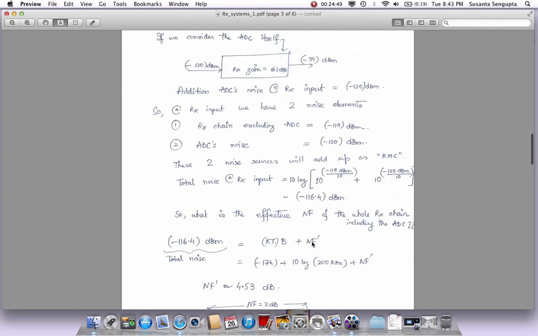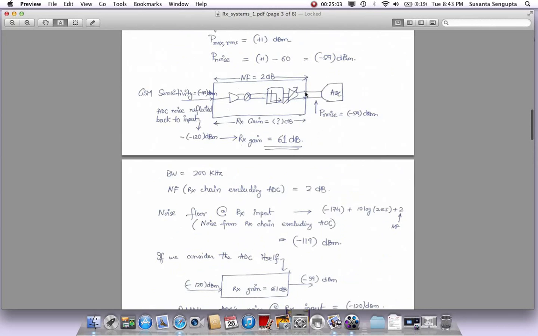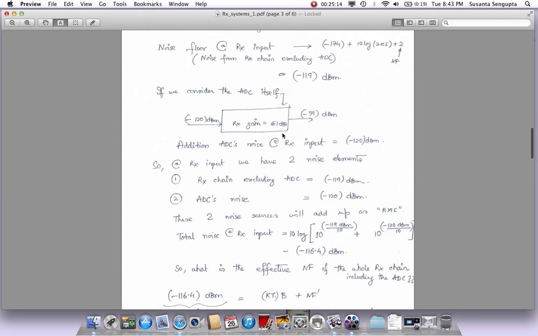So you can see that this is actually higher than what we thought. So what is the effective noise figure then? If this is the total noise power, I know that my receiver here has a 2 dB noise figure, but that does not include the noise from the ADC. If I now include the ADC and I extend this line all the way to represent a noise figure of this whole thing, what will be that number?